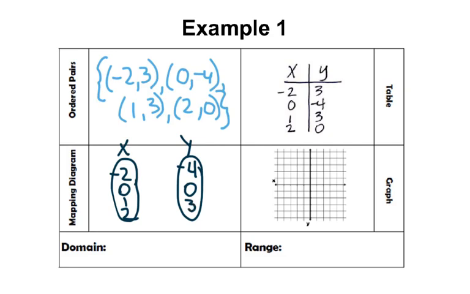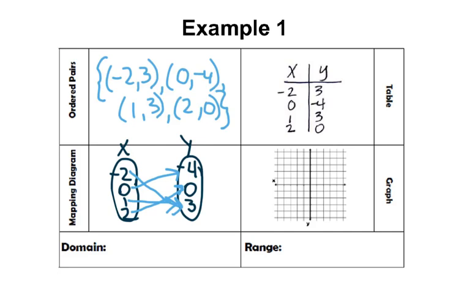Okay, so -2 has to point to 3. That was who he was partnered up with. 0 has to point to -4. 1 has to point to 3 also. And then 2 has to point to 0. And it doesn't look very pretty, but that is our mapping diagram.